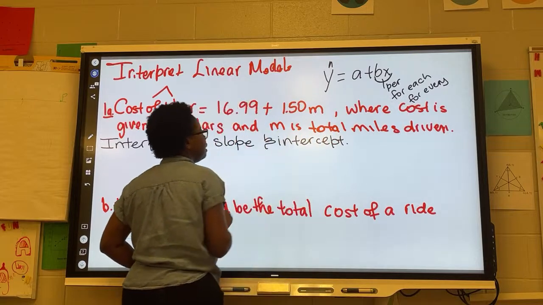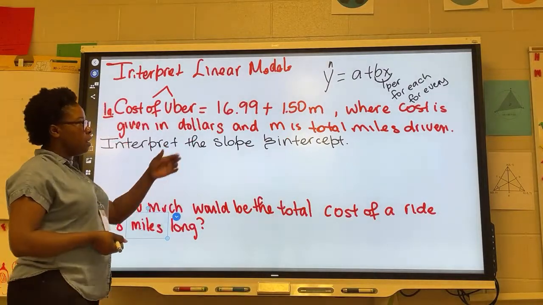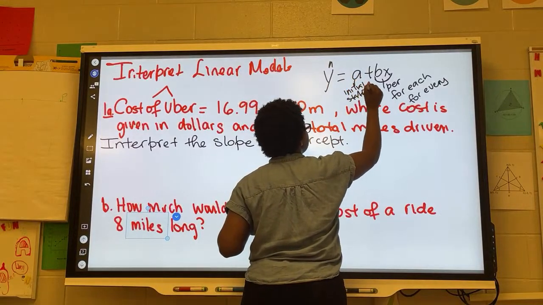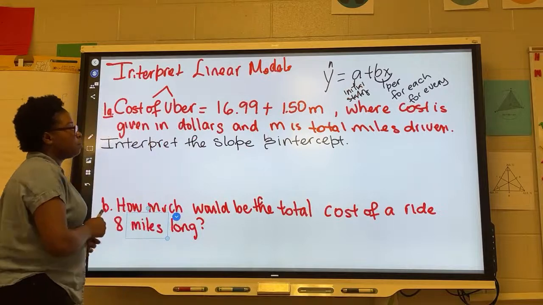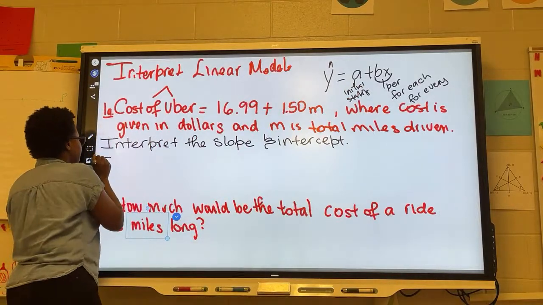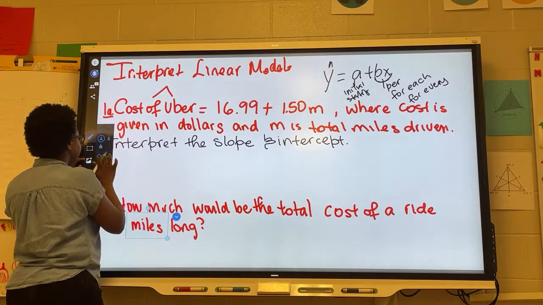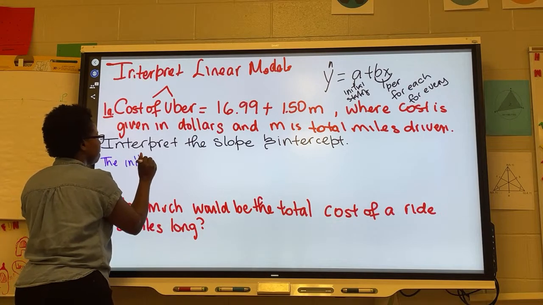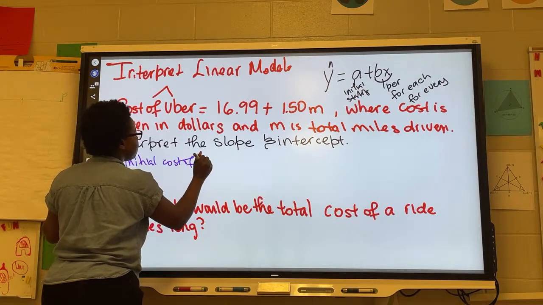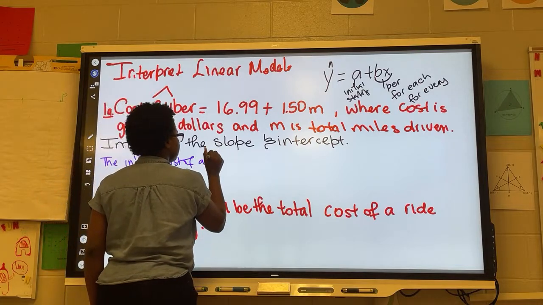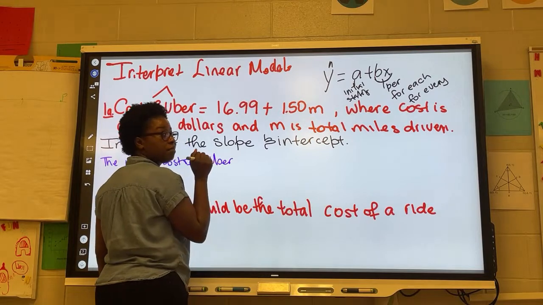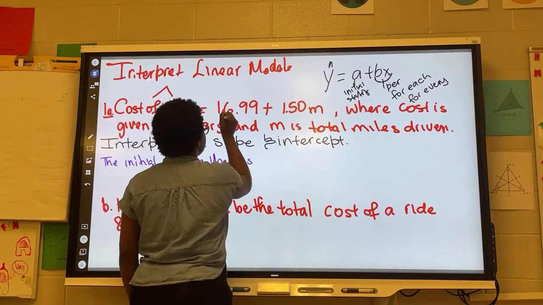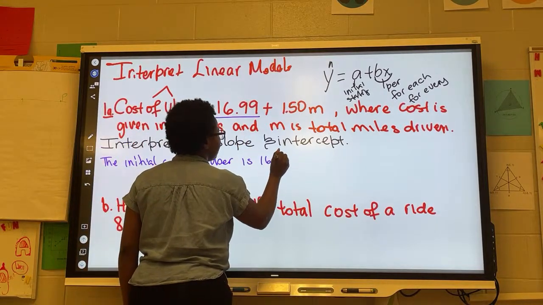So first, you need to tell me what the intercept is. A word used to describe the intercept is the initial value, or the starting point. You can use any of these terms because they both mean the same thing. And remember, context is very important. So whenever you talk, tell me what you're talking about. So the initial cost of an Uber drive is, right here is your A value, $16.99.